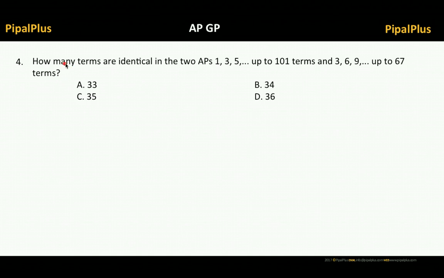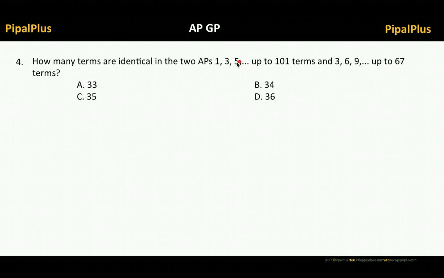Now let's read the next question. It says, how many terms are identical in these two arithmetic progressions? The first one is 1, 3, 5 and so on, and it has 101 terms. The second one is another progression. It has the first term as 3, it goes on as 3, 6, 9, and this progression's got 67 terms.